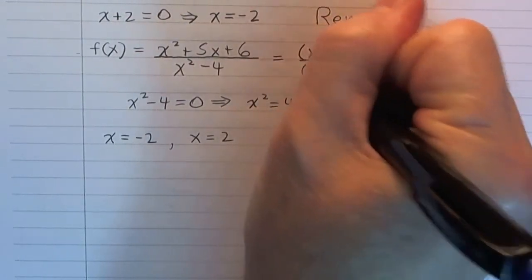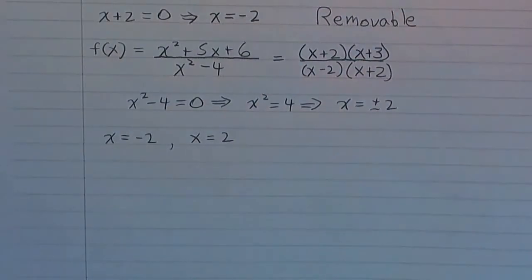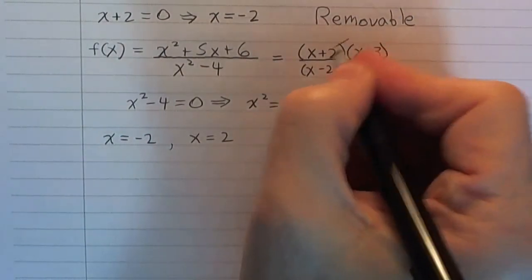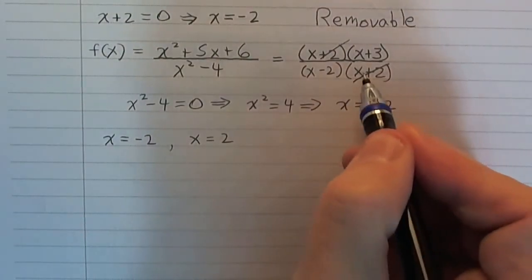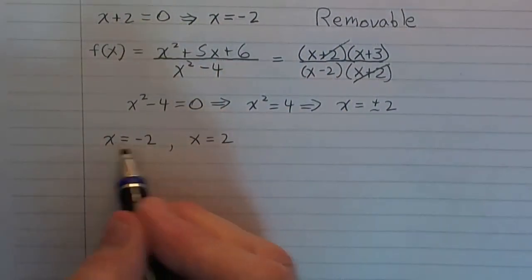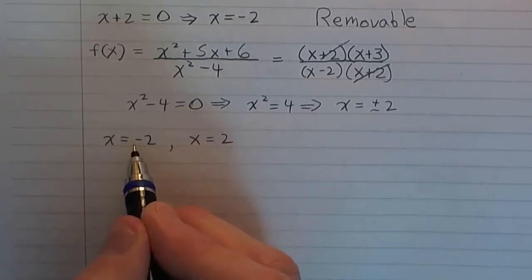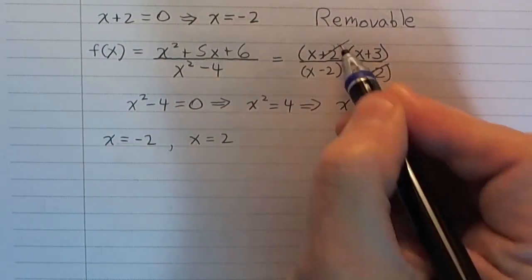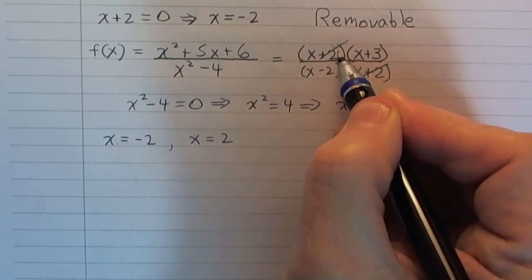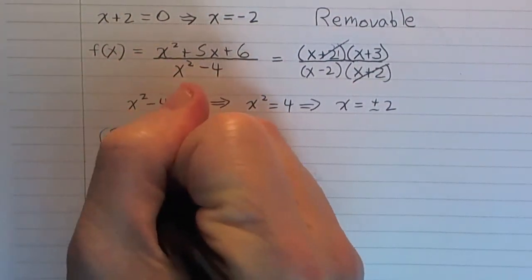Okay, factor the bottom. Now notice this and this cancel. They divide out. Now x plus 2, that's where I got this place of discontinuity. When x equals -2, we had a discontinuity, but that factor that gave us that divided out. See? So we say that this one right here is removable.